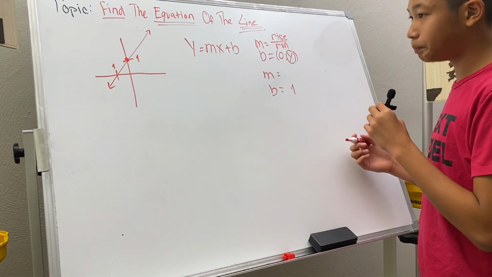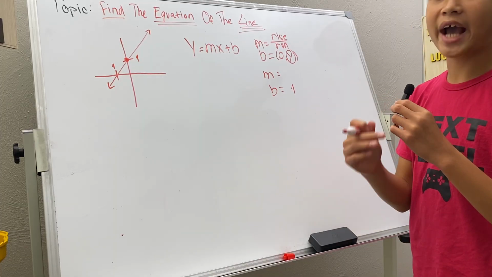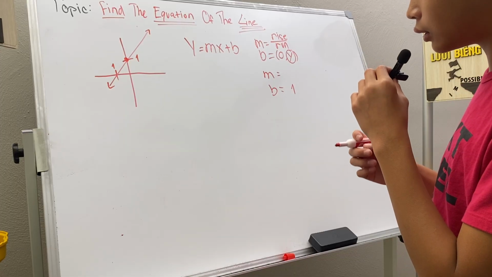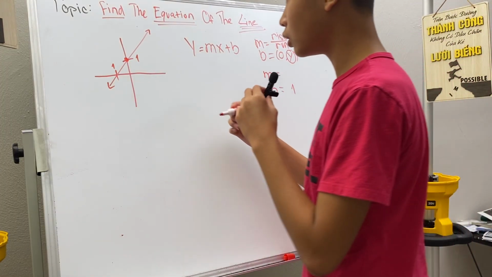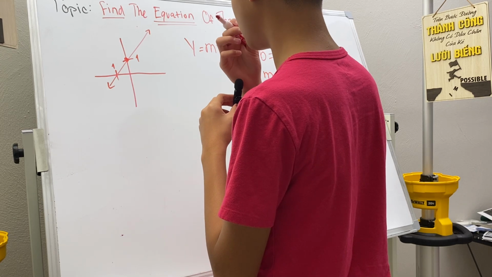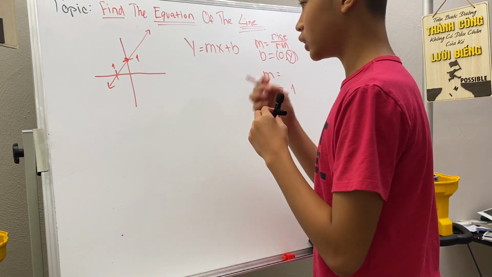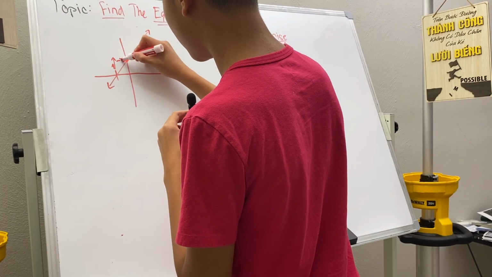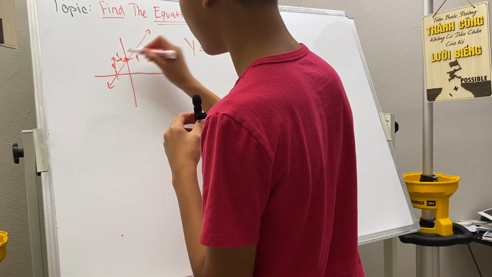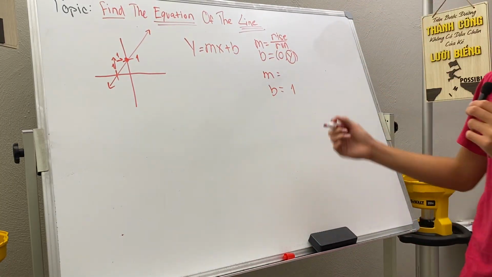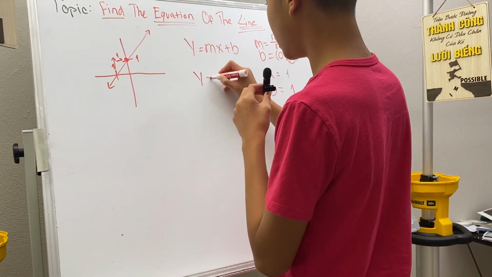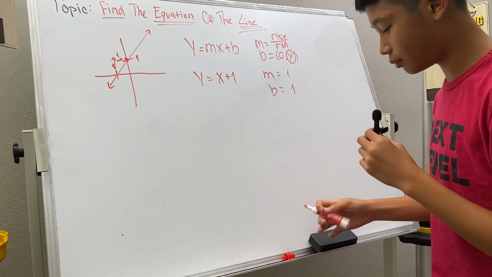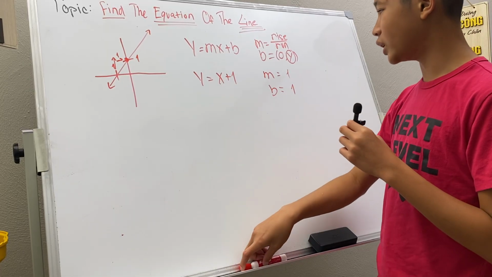The slope is rise over run. You need to start from the y-axis. No, you can start from the x-axis. So you can rise up right here and over right here. You rise up 1 and you go over 1. So it's 1 over 1, which is 1. So it's y = x + 1. That's the equation of the line.